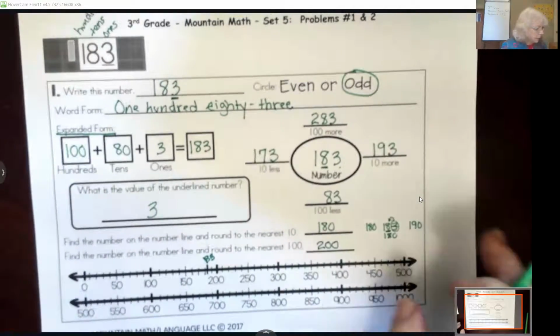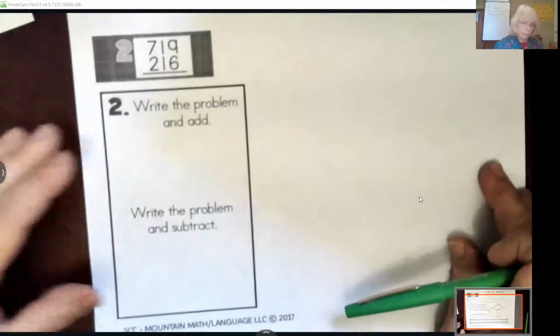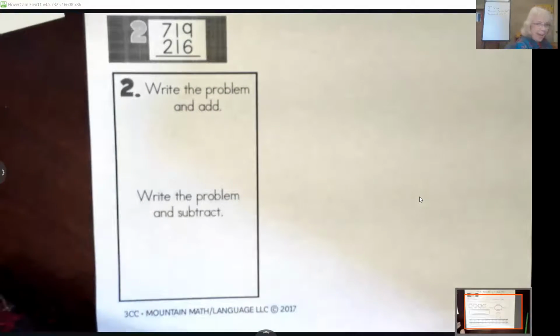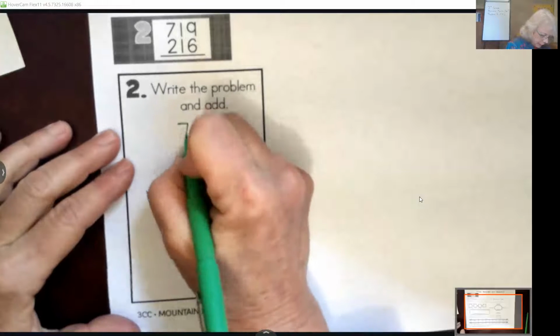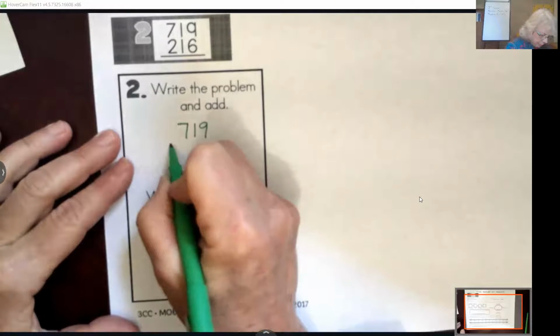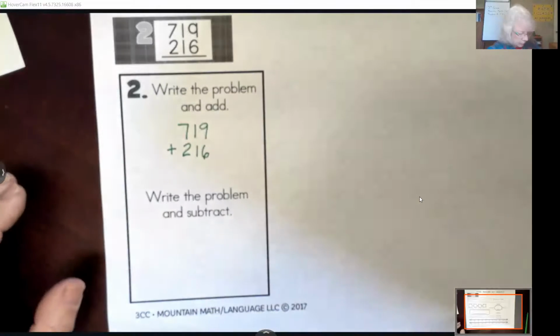Okay, going on to the problem number 2. We have write the problem and add. So we're going to write the problem again. 719 plus 216.